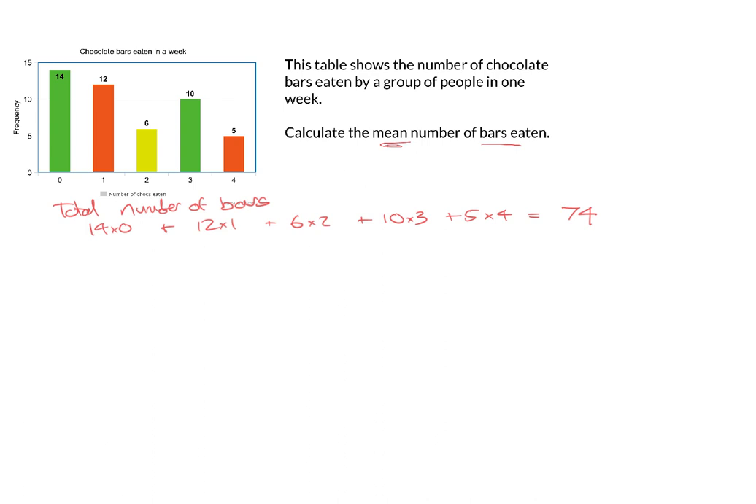Now, there are 47 people in my bar chart. So the mean will be the total number of bars, 74, divided by the total number of people, 47. And that gives me an answer of 1.57 something or other. So it's approximately equal to 1.6 bars of chocolate. And that's it.